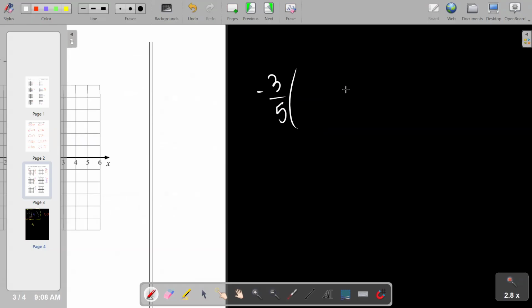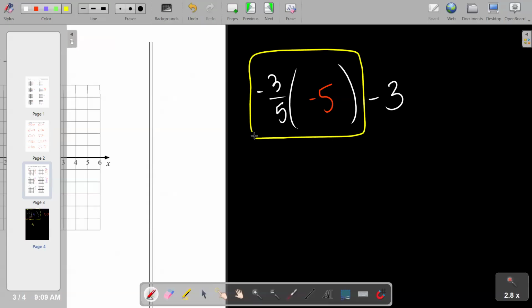-3/5 of the input number minus 3. The first number I had in my table was -5. What is the answer to the gold box? You have to do this by yourself. I'm not interested in what the answer is on your paper because we did this on Thursday. I want to know you can reproduce this process when I change the numbers.